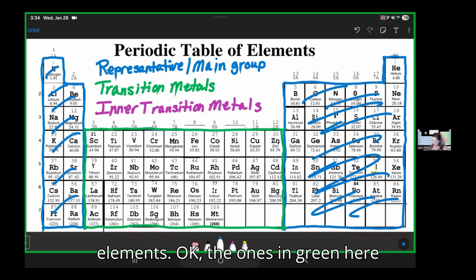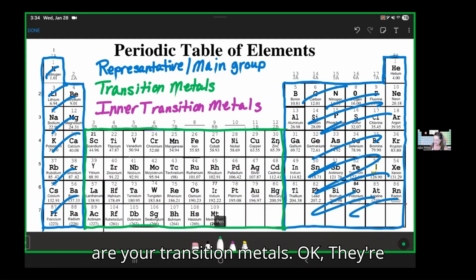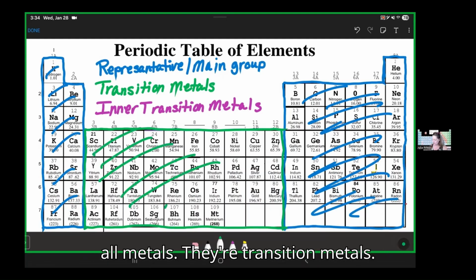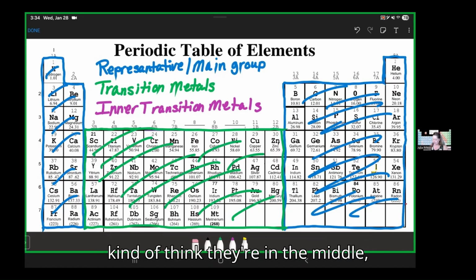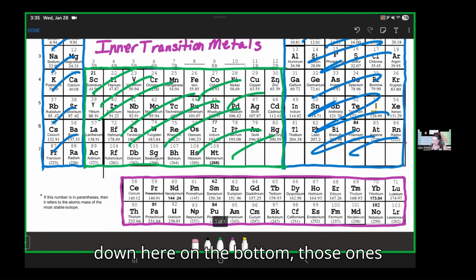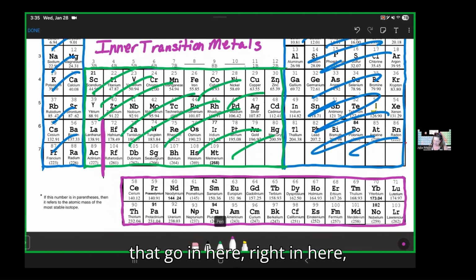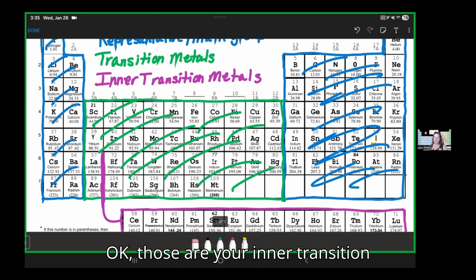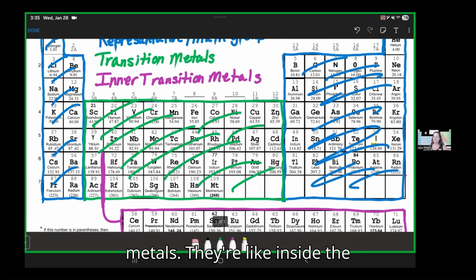The ones in green here are your transition metals. They're all metals, they're transition metals. I kind of think they're in the middle, they're in transition there. And then down here on the bottom, those ones that go in here, those are your inner transition metals. They're like inside the transition metals.